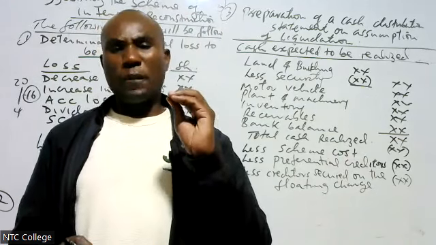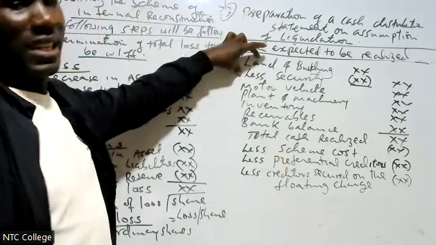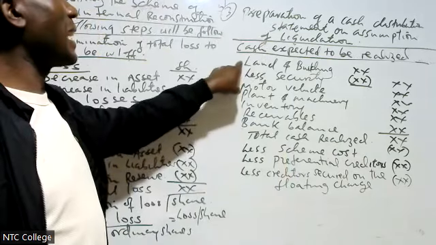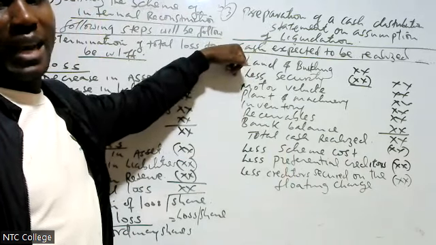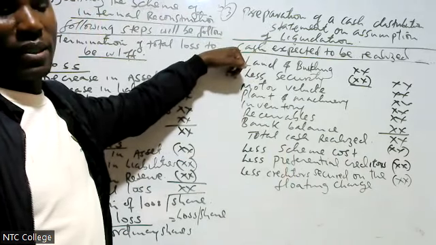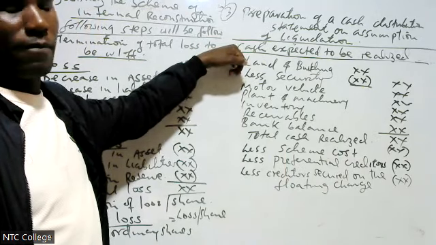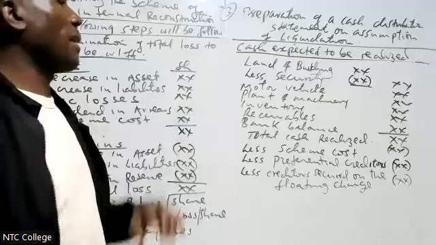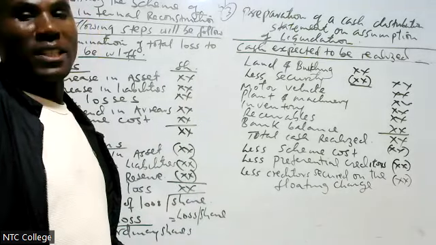Now, when we talk of fixed charge, this one is fixed on a specific asset. Like here on the London building, there is something that is fixed there. That is a fixed charge.